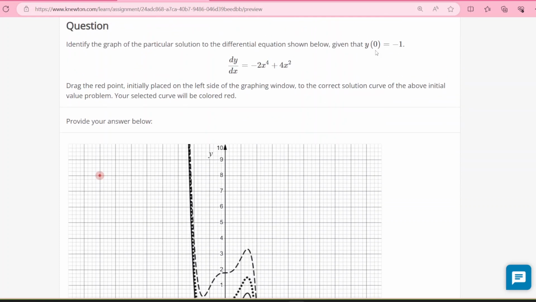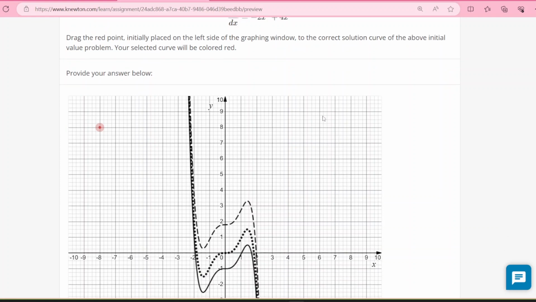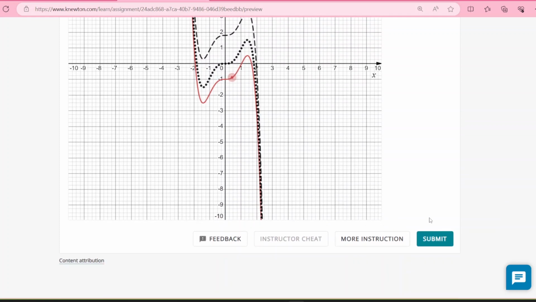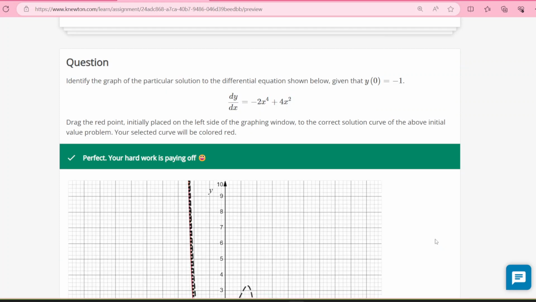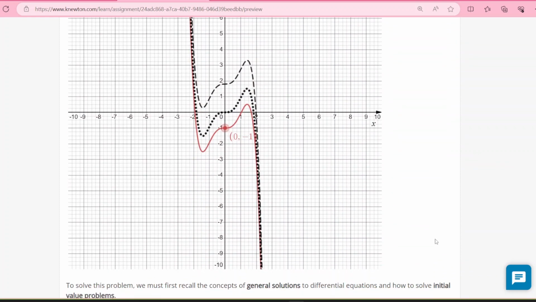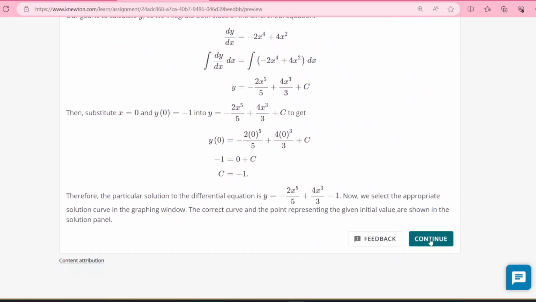So we just need the one that goes through the point 0, -1. You see y of 0 equals -1. So when x is 0, y needs to be -1. So I'm dragging this point to this curve here. See how that goes through 0, -1? So that's got to be the solution curve they're talking about. So this is a very, very simple problem. Hooray. So just make sure you're picking the one that satisfies the condition, goes through the point that they mentioned. Now they actually go through and solve the thing. You don't need to.